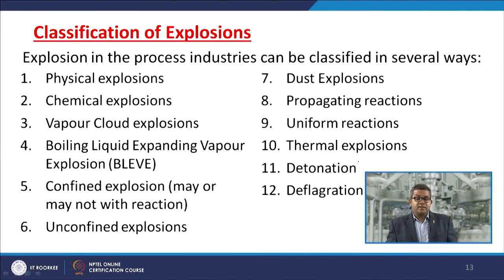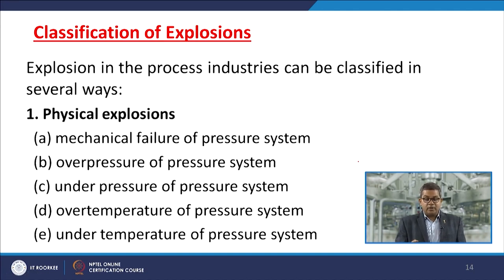So explosions in the process industry can be classified in several ways: physical explosion, chemical explosion, vapor cloud explosion, boiling liquid expanding vapor explosion (BLEVE), confined explosion, which may or may not be followed by a reaction, unconfined explosion, dust explosion, propagating reactions, uniform reactions, thermal explosions, detonation and deflagration. So we will take up one by one.